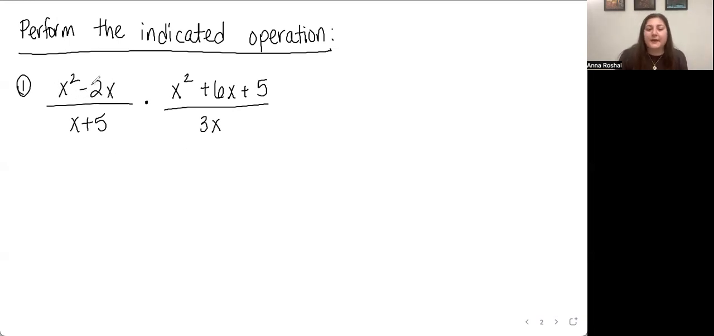Okay, so I'm going to go ahead and factor this, and I'm going to factor out an x and be left with x minus 2. And then I'm going to factor out this top as well. And I'm going to end up with x plus 5 and x plus 1. Yeah, there we go. That's much better. So I'm essentially replacing these guys with these fully factored forms.